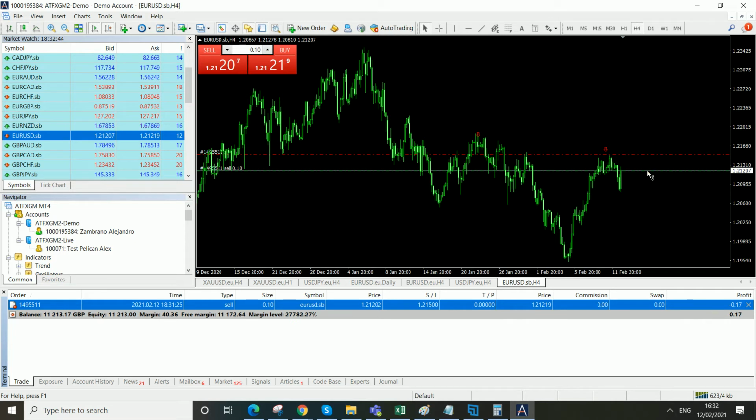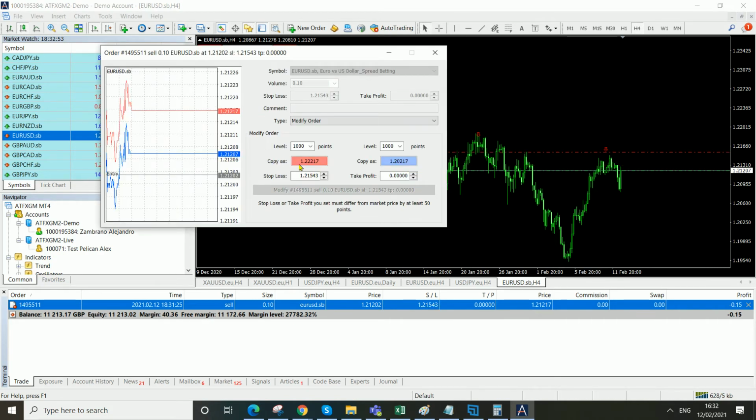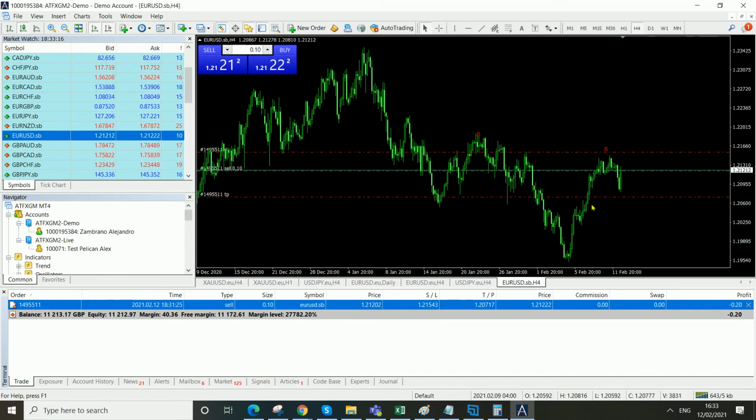You can usually also modify it by dragging it. So you can drag and drop, and you can double click on the red line, and here you can just put whatever price you want. They also have some predefined levels here. So for example, if I put this on 500, then if I click on copy here, it will automatically, in this case, subtract 50 pips from the current price. So if I click on modify, I now have this level here.